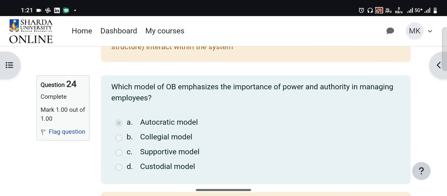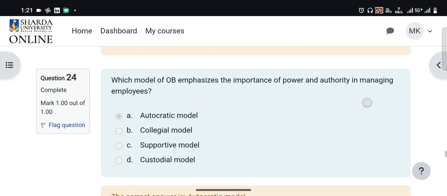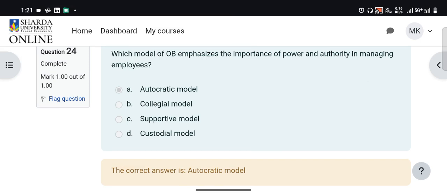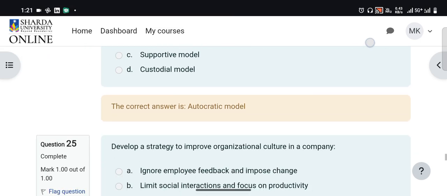Which model of OB emphasizes the importance of power and authority in managing employees? Option A, autocrat model. Option B, collegial model. Option C, supportive model. Option D, custodial model. The correct answer is autocrat model.